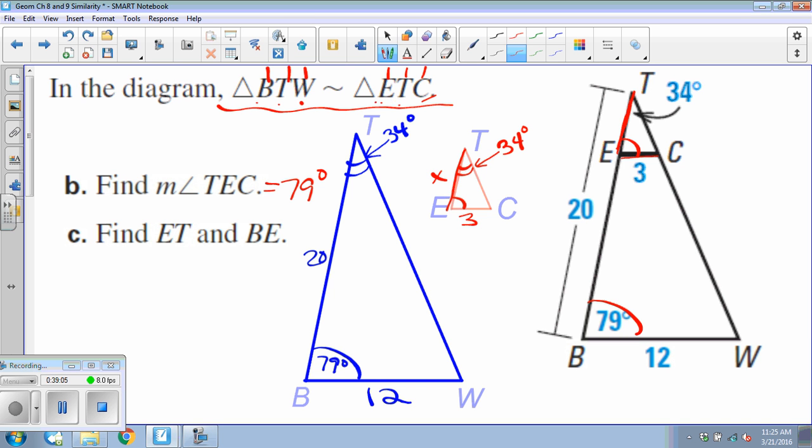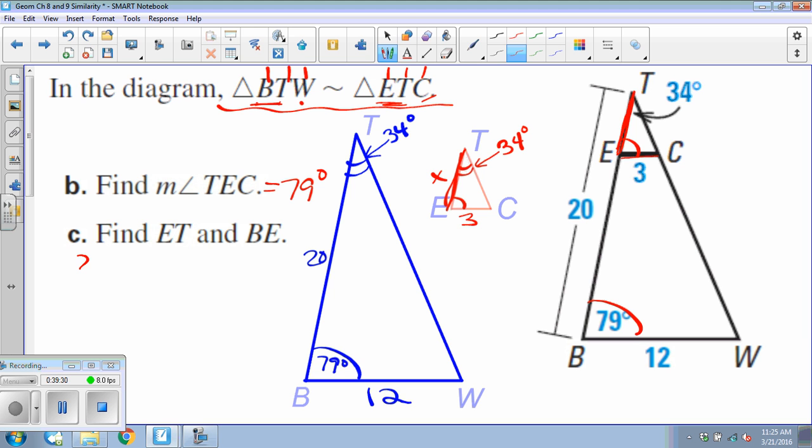Okay? ET corresponds with BT. Anyway, so use the similarity statement if you can't visualize what you need to visualize. Okay, did y'all get it? So ET, that's what we're trying to find, this piece. So that's X. So we'll say that corresponds with BT.